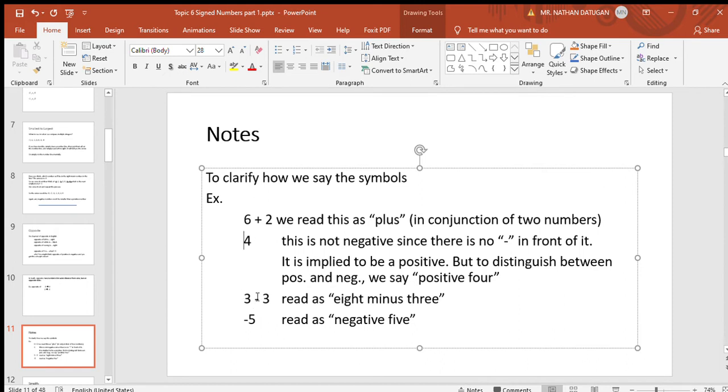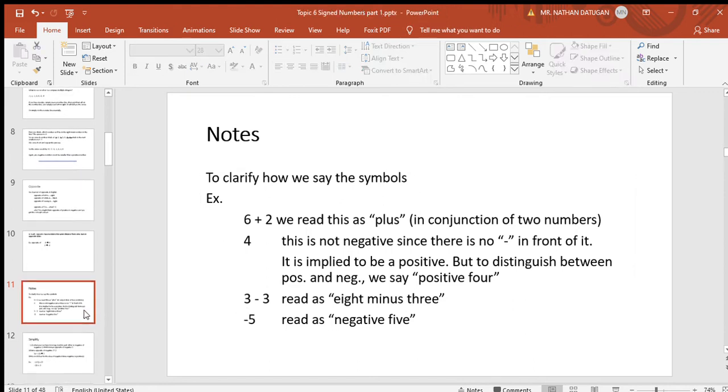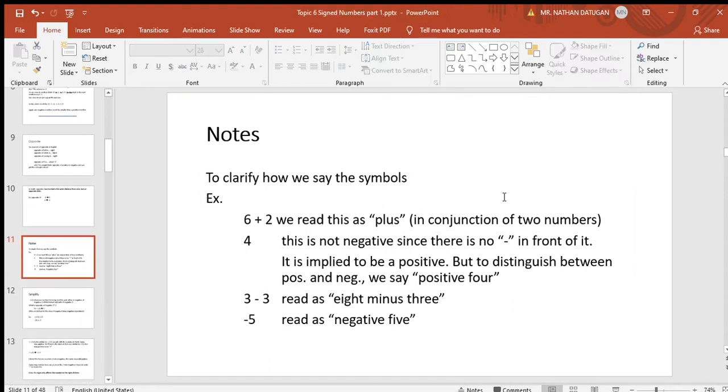Now let's move on to the next one. Again, you should read this expression as 3 minus 3, not 3 negative 3. And the last one, this is not minus 5, this is negative 5. Just some clarification before we move on.